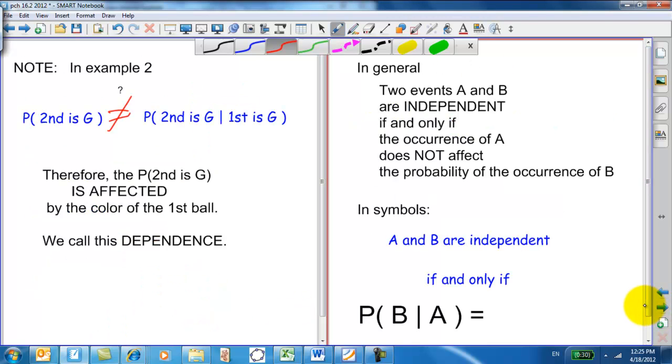In general, two events A and B are independent if and only if the occurrence of A does not affect the probability of the occurrence of B. In symbols, A and B are independent if and only if the probability of B given A equals the probability of B. A happening does not change the probability of B.